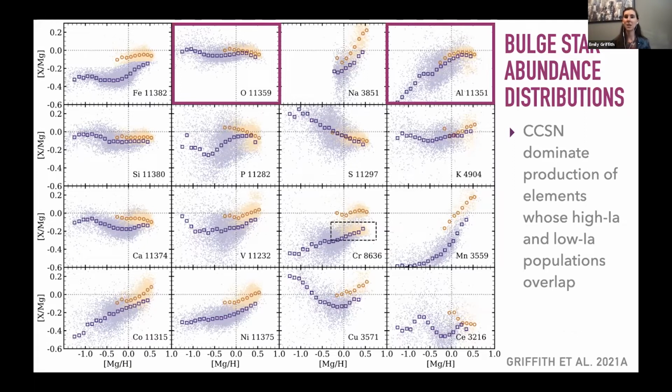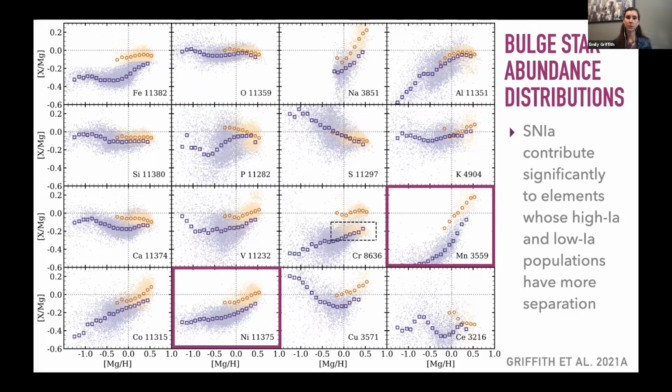So oxygen, we have very close, and aluminum, they're very tight. So this again suggests that these elements are dominantly produced in core collapse supernovae. And then we also have our elements that have larger sequence separation, like nickel and manganese, suggesting that they have a higher type Ia contribution.